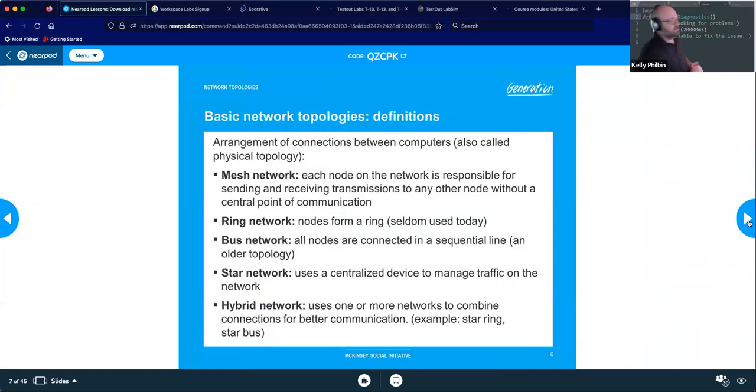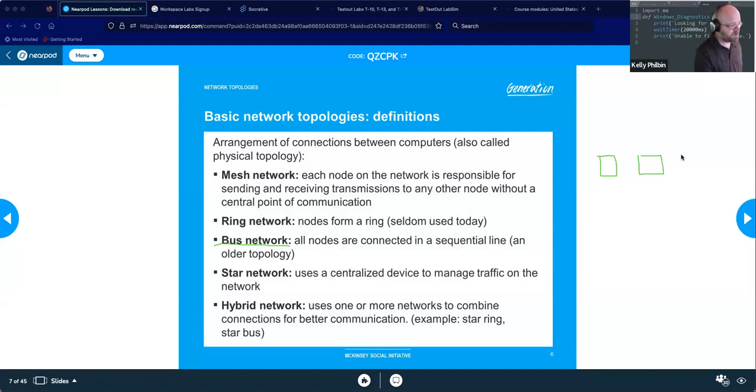Basic topologies. Topologies is basically just another fancy way of saying layout. We have a few here that we need to work with. We won't necessarily go in order. We'll start with the first and simplest, which is the bus. Bus is one of the oldest types of networks. It is used today in network segments, but not as an actual network setup for the most part.